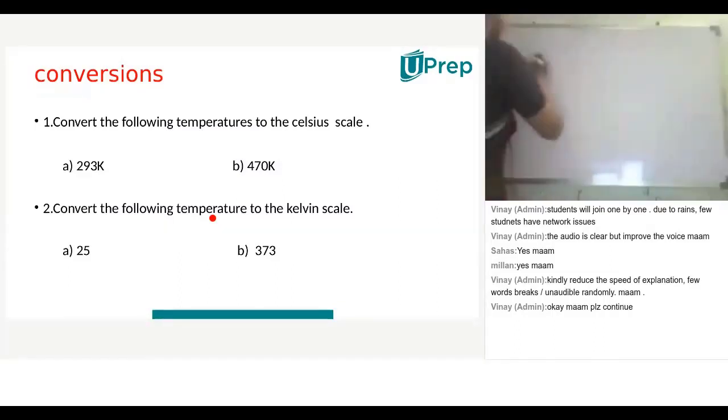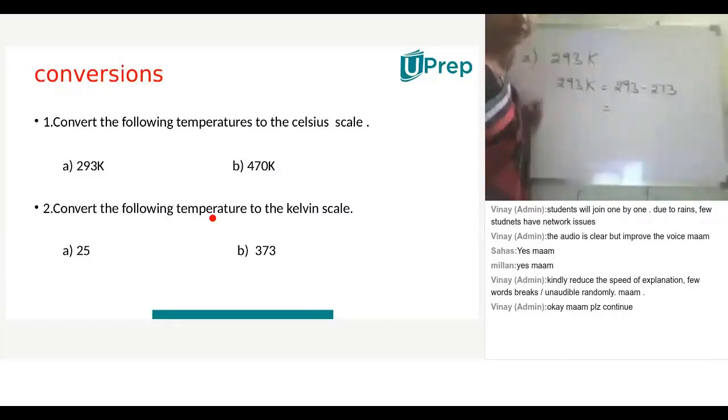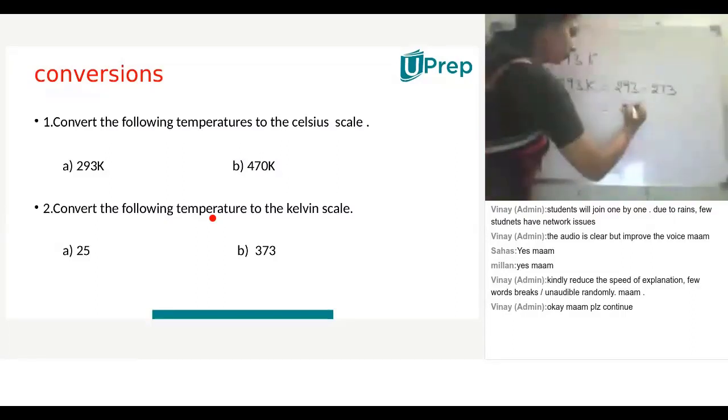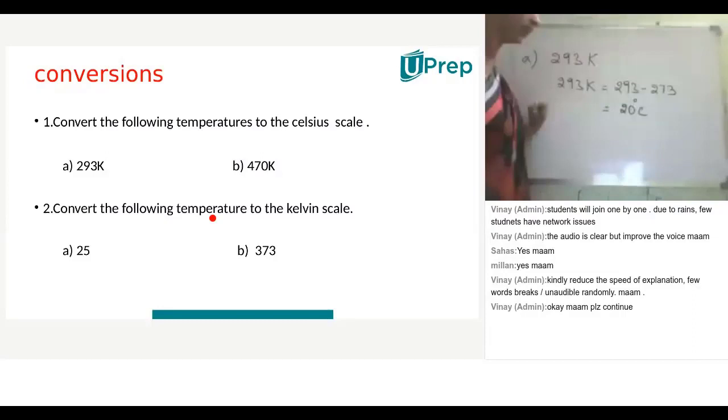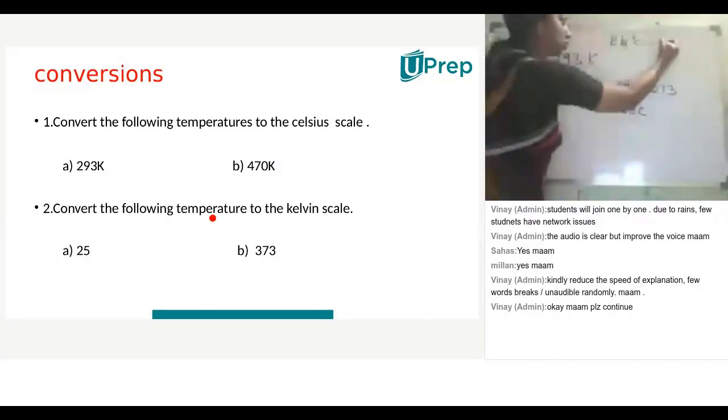First conversion, 293 Kelvin. We need to convert 293 Kelvin to degrees Celsius. 293 Kelvin is equal to 293 minus 273. What is the value? 20 degrees Celsius. That means 293 Kelvin is equal to 20 degrees Celsius. When we convert Kelvin to degrees Celsius, we need to subtract 273 from that value.